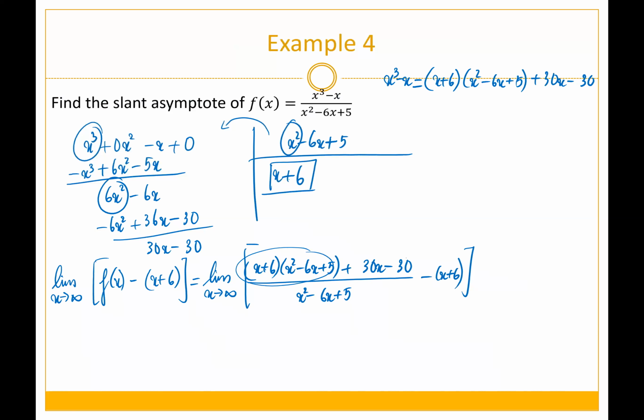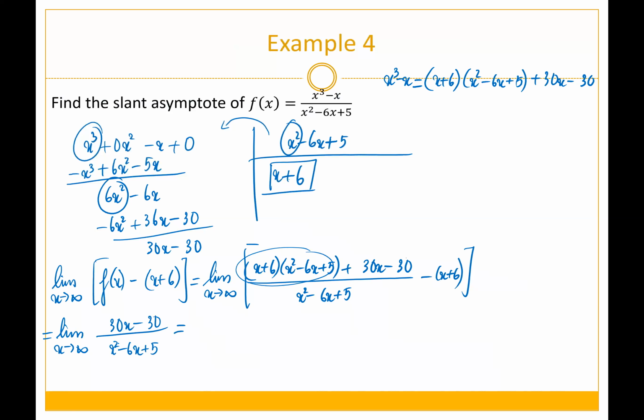If you break it down, you're going to have this x plus 6 minus this x plus 6. And what we have left is the limit of x approaching infinity of (30x minus 30) divided by (x squared minus 6x plus 5). And this one, clearly, as x approaches infinity, here you're going to have x and then x squared.